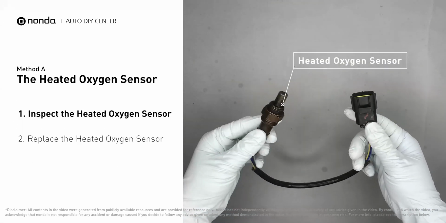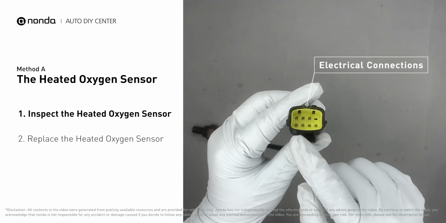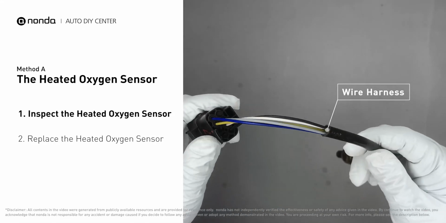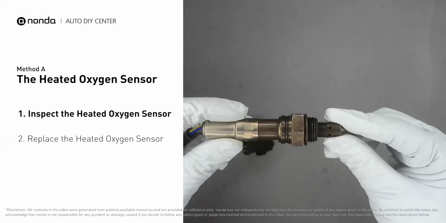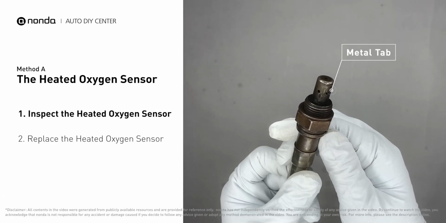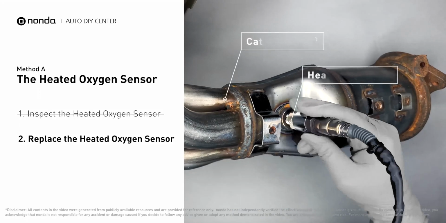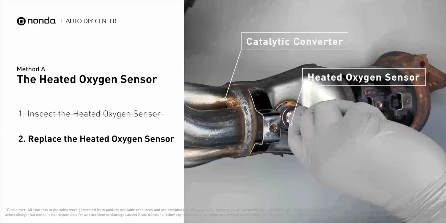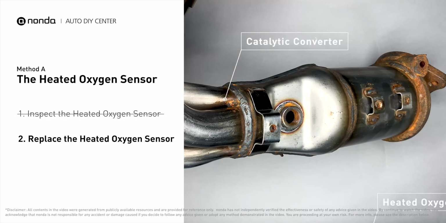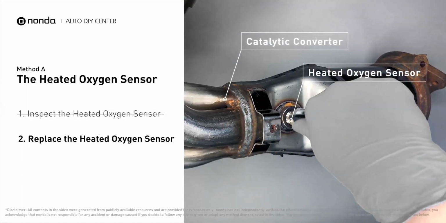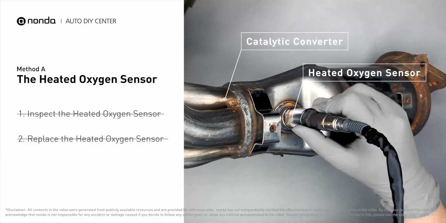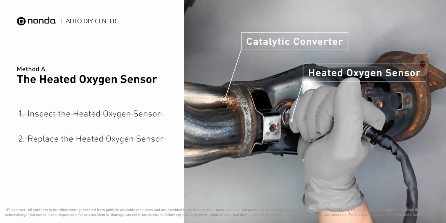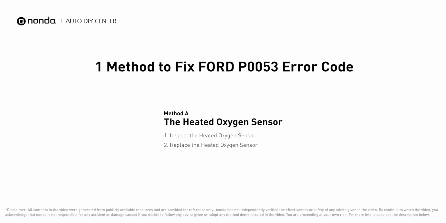Visually check the heated oxygen sensor's electrical connections, wire harness, and metal tabs for any damages. If damages are found, then replace the heated oxygen sensor. If there is no damage found on the heated oxygen sensor, you would need to take your car to consult professional mechanics. So here are one of the most practical solutions to fix Ford's P0053 error code.